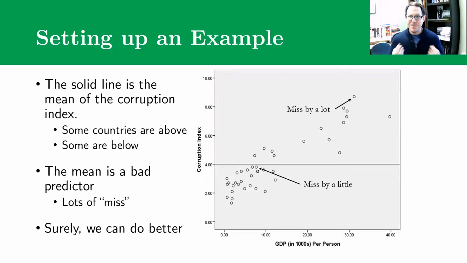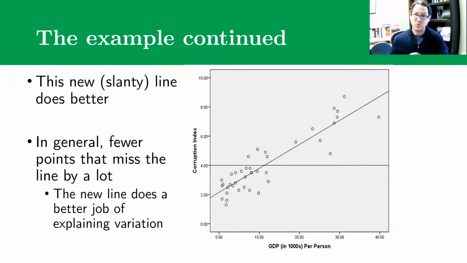And so the mean is maybe not the best way to think about how to make a prediction about a country's corruption perception index. But if we use those two things together, we can draw a similar line that cuts through the middle of those points. And that does a better job with a forecast, with a prediction.